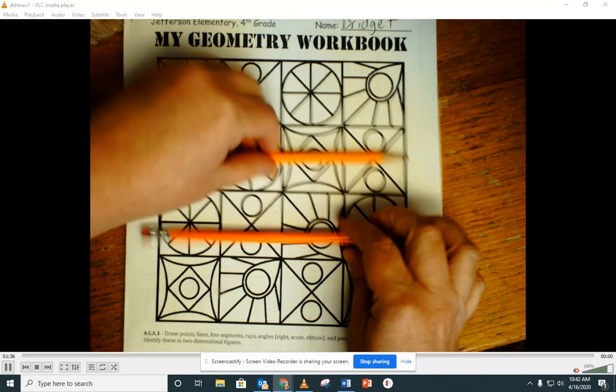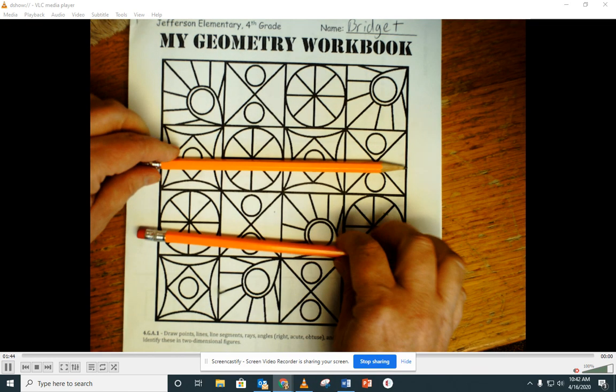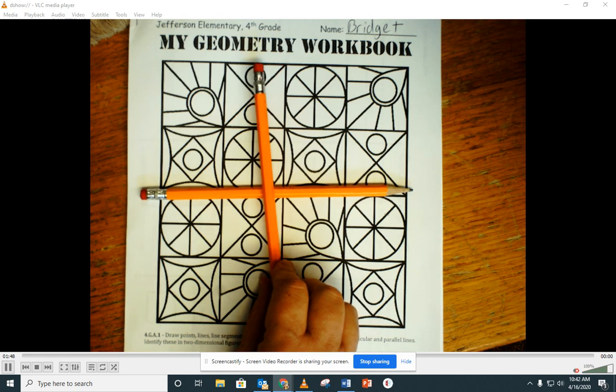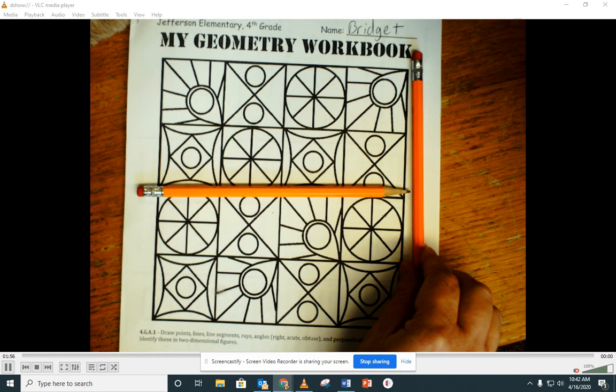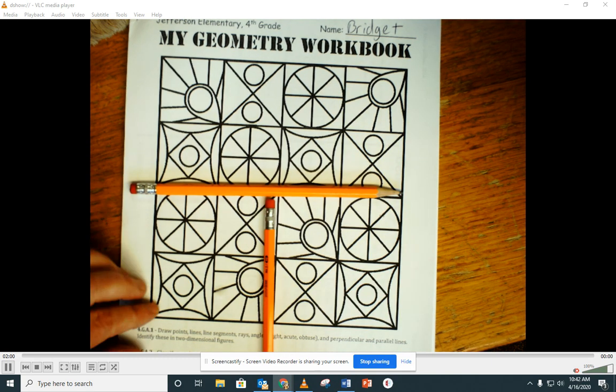In Lesson 4, we talked about perpendicular and parallel lines. Parallel lines are lines that stay the same distance apart and continue on. Perpendicular lines are lines that cross, or in geometry we say intersect, each other at a right angle. So these are perpendicular. These are perpendicular. And these two lines are perpendicular to each other.